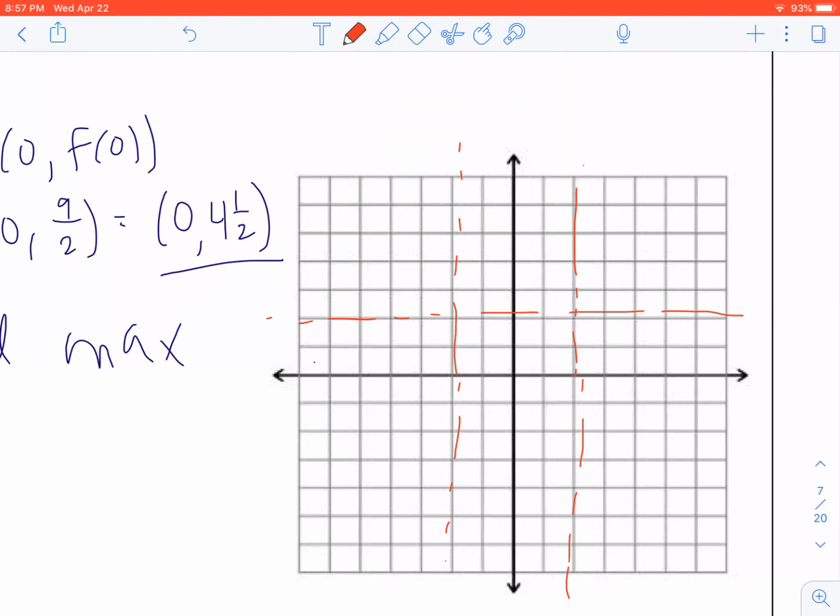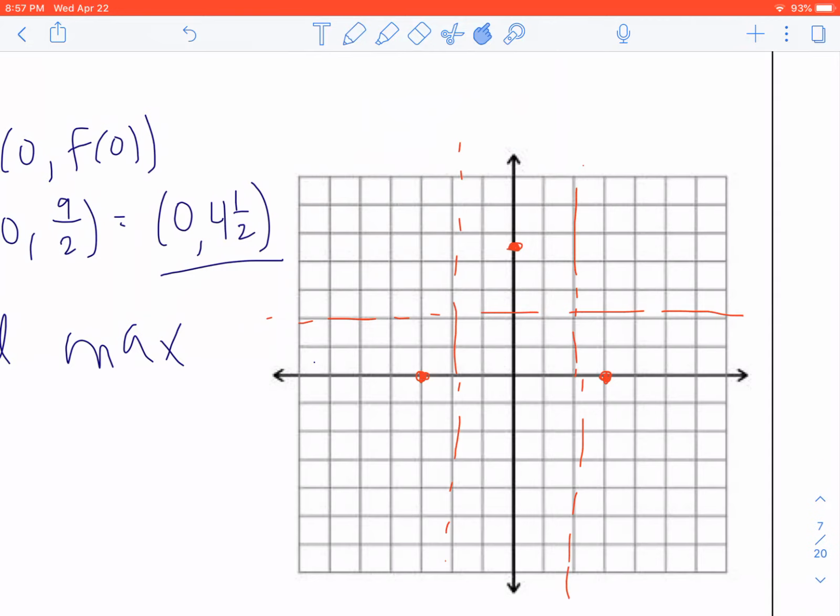Okay, then we had x-intercepts at -3, 0, and at +3, 0. And then we had a y-intercept at 0, 9 over 2, which was the same as 0, 4.5. Okay, so those are all the values that we had to plot. That 0, 4.5 is not only our y-intercept, but also our local minimum.